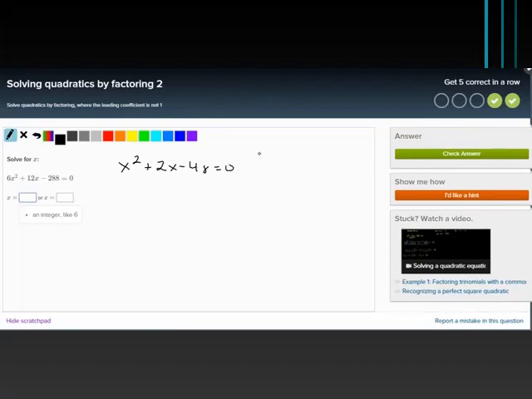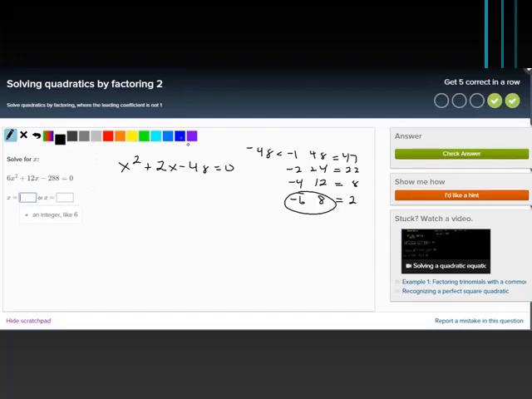So let's take the negative 48, and I'm going to come up with numbers that multiply to negative 48. So I get negative 1 and 48, negative 2 and 24, negative 4 and 12, negative 6 and 8. And then those are all the numbers. I add them, 47, 22, 8, 2. And I want a positive 2, so those are my numbers.